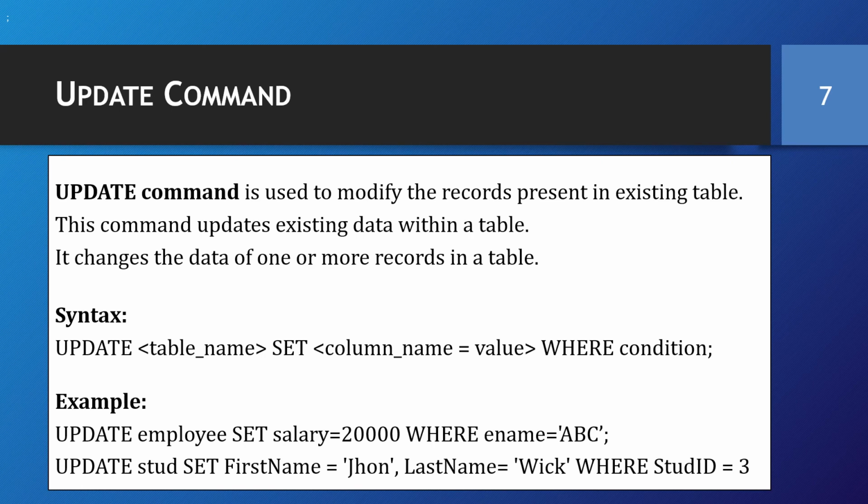Another example: update student, set first name is equal to John, comma, last name is equal to Vic, where student ID is equal to 3. So here we are updating two attributes, first name as well as last name, whose student ID is 3. The where condition identifies the particular tuple. So the tuple with student ID equal to 3 is selected, and his first name and last name are updated using this update command.